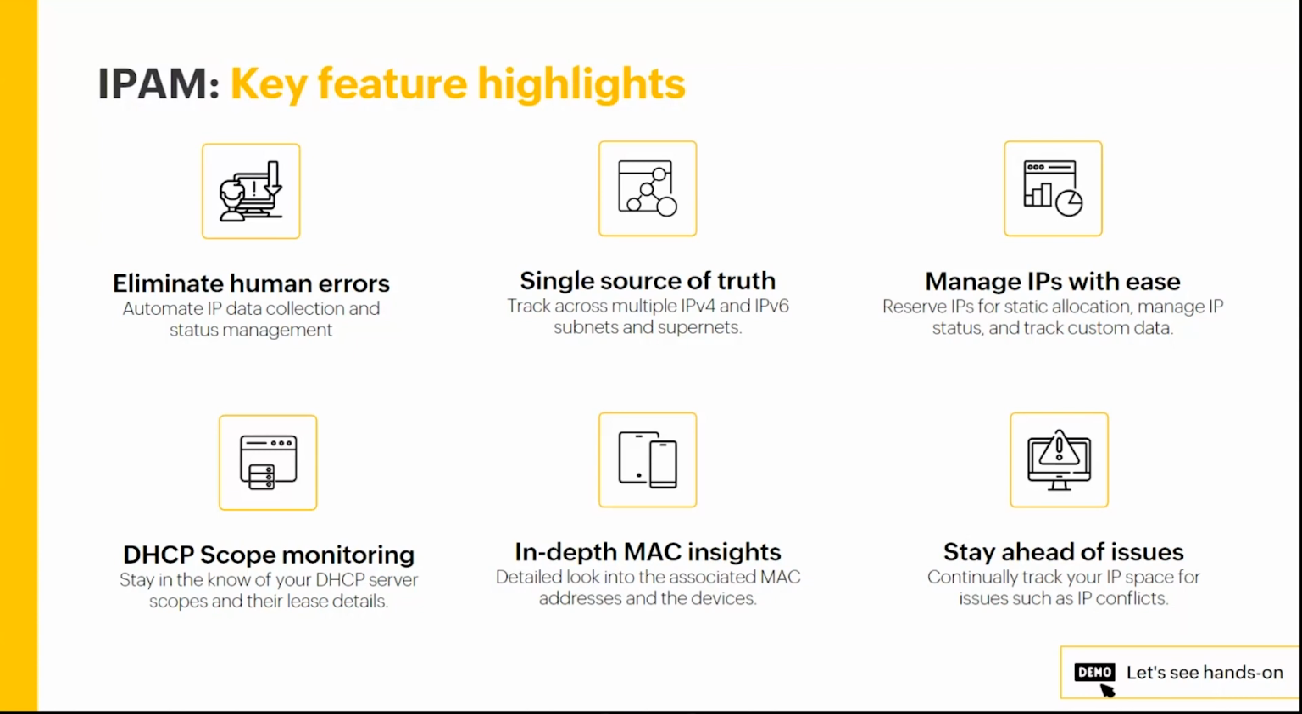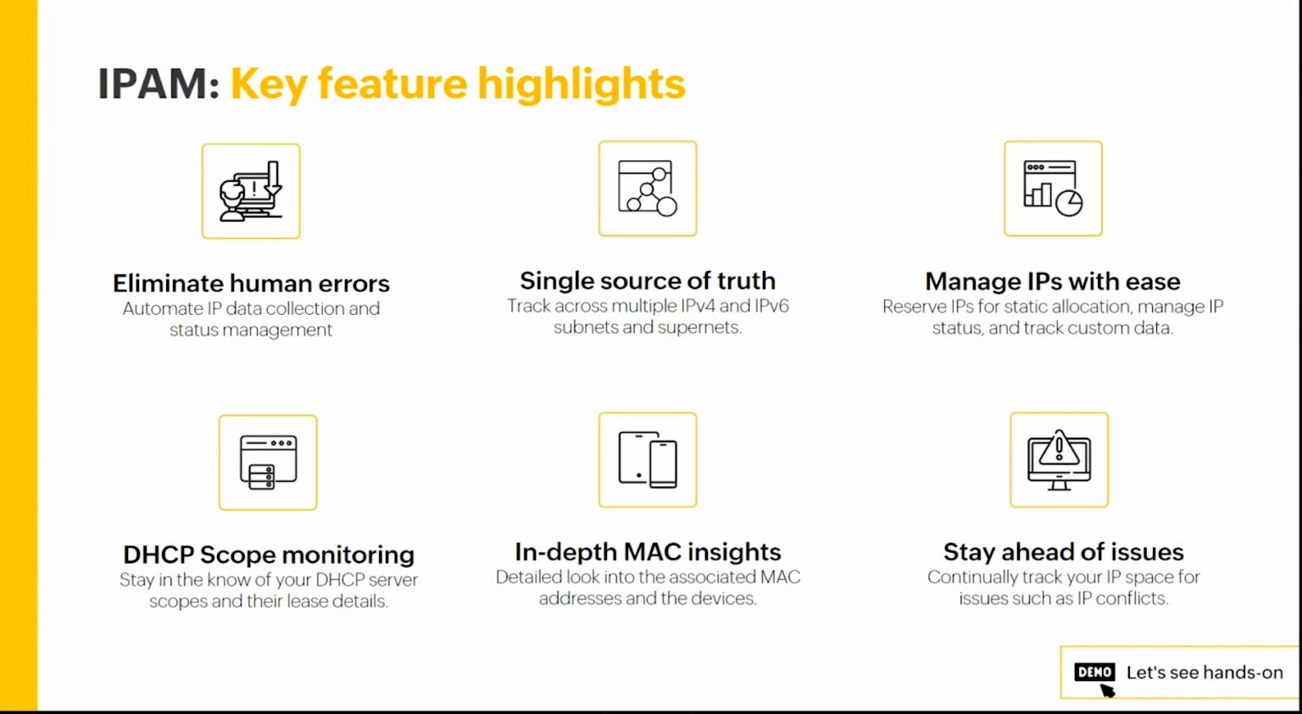But knowing how IPs are added to the network and how they relate to the DHCP server scopes isn't enough. It's also crucial to understand how many IPs are actually in use. This is where the in-depth MAC Insights capability of OpUtils comes into play. It offers a detailed view into associated MAC addresses and devices, shedding light on who is using specific IP addresses and how they are utilized. These questions help you gain a clear understanding of your network address space with ease.